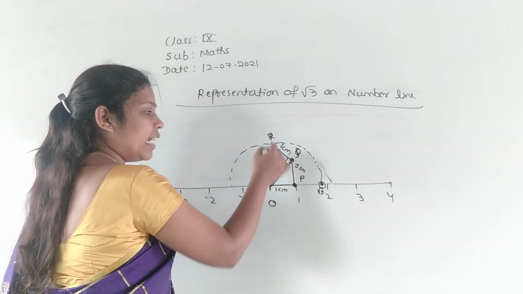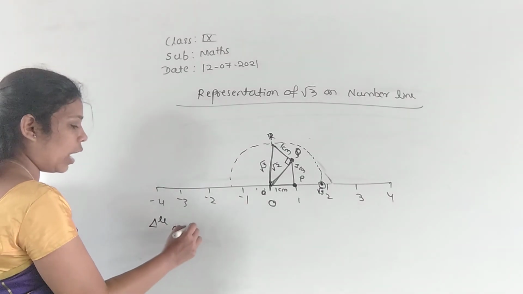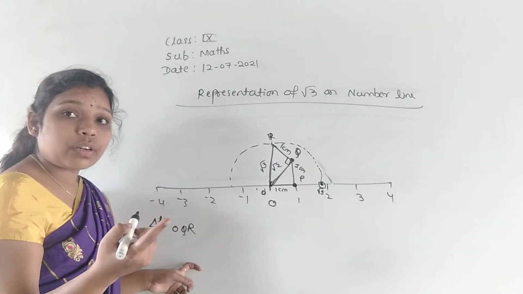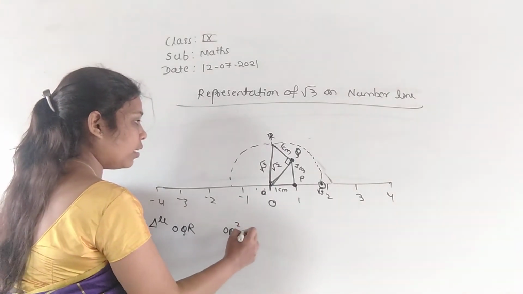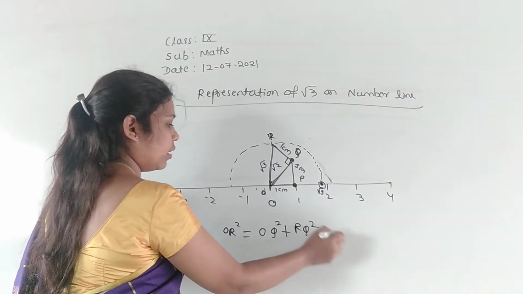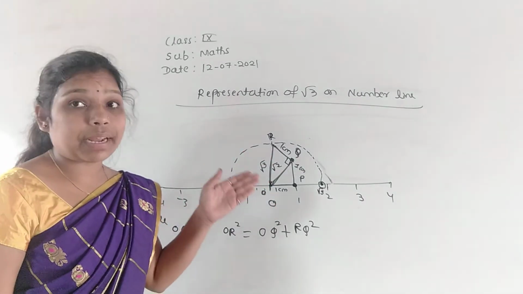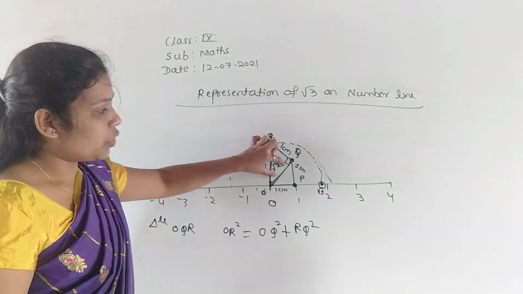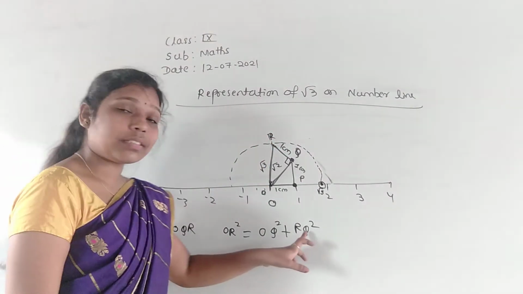See here, this will be a right angle triangle again. Observe the triangle OQR. In triangle OQR, that is a right angle triangle. Using the Pythagoras theorem, what can we write there? We can write OR square equals OQ square plus RQ square. Can we write like this? Yes, we can, because it is a right angle triangle, we can apply the Pythagoras theorem. So this will be the hypotenuse, this will be the adjacent side, this will be the opposite side.